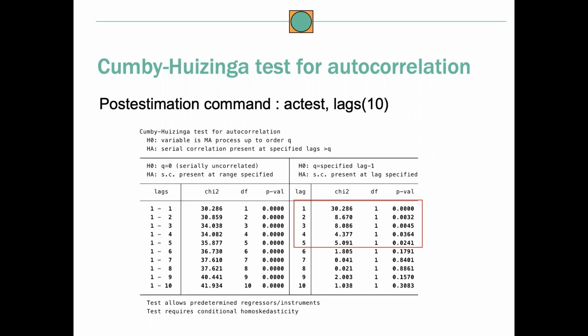To detect autocorrelation, we're using the Cumby-Huizinga test for autocorrelation. It's a post-estimation command, and once you run it and you receive the output, you want to focus on the significance on the right side of the output. For each lag, autocorrelation is present when the p-value is less than 0.05. As shown on the right side of the panel in the highlighted region, autocorrelation is present from lag 1 to lag 5, but not at any of the higher lag orders. So we will specify lag 5 in our final model to correctly account for autocorrelation.